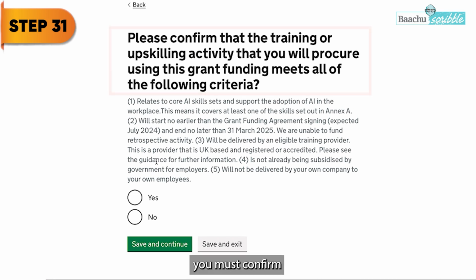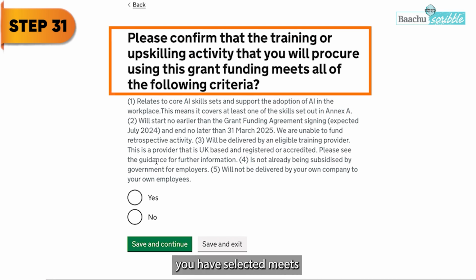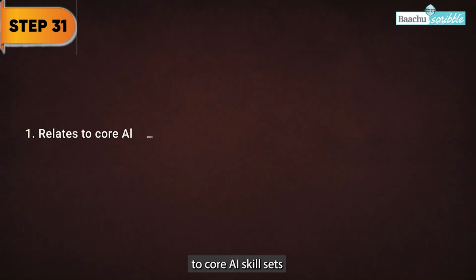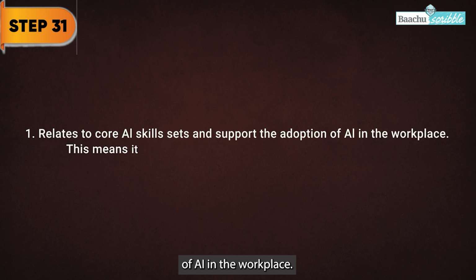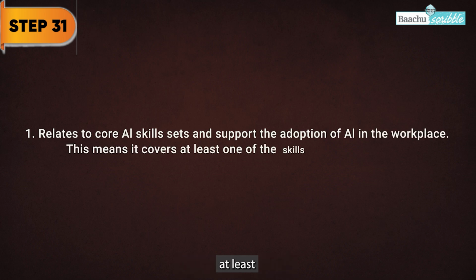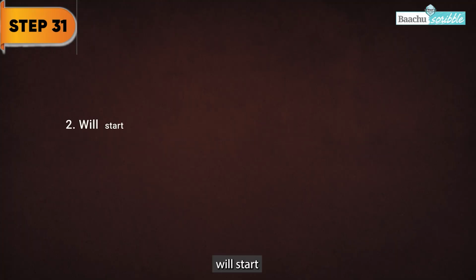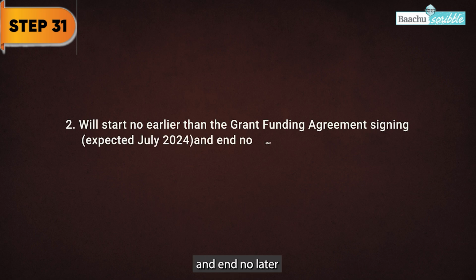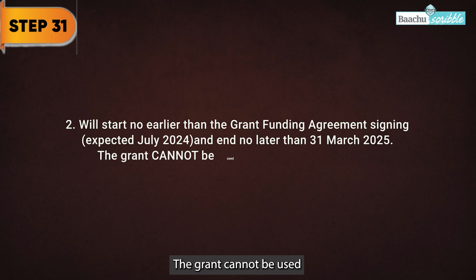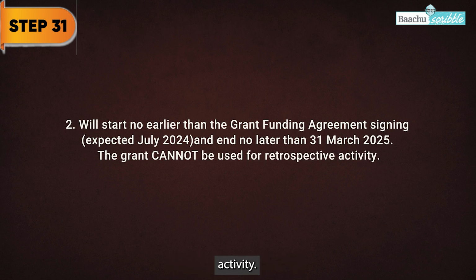In this section you must confirm that the training you have selected meets all the criteria below. 1. Relates to core AI skill sets and supports the adoption of AI in the workplace. This means it covers at least one of the skills set out in Annex A. 2. Will start no earlier than the grant funding agreement signing, expected July 2024, and end no later than the 31st of March 2025. The grant cannot be used for retrospective activity.